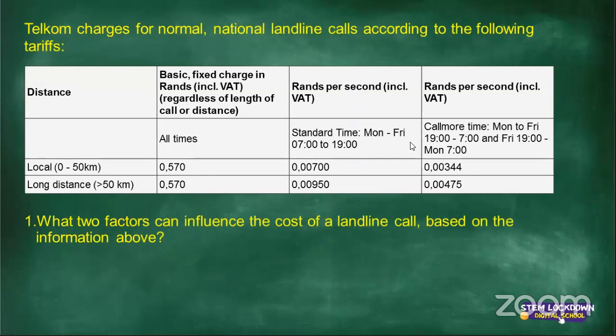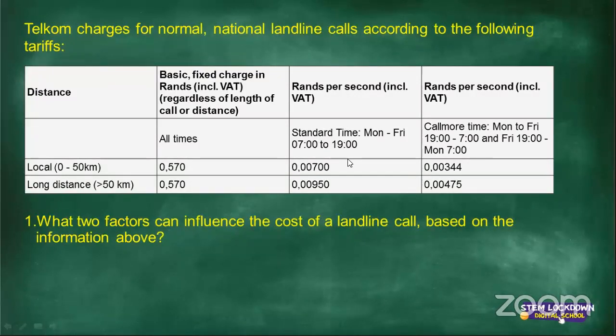But now, the question here is, what two factors can influence the cost of a landline call based on the information above? We see the distance here: local, which is 0 to 50 kilometers, and long distance, which is greater than 50 kilometers. Then the basic or fixed charge in rands: the first shows all times, and the other is the amount in rands you'd pay depending on the distance. Lucky for us, in this case, it's 0.570 for both of them.